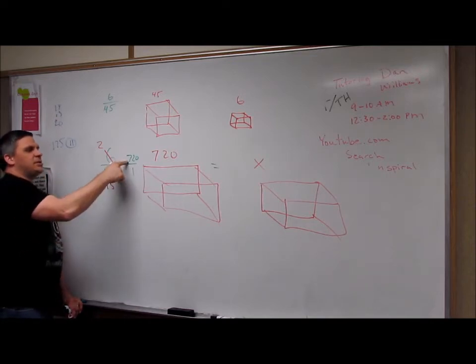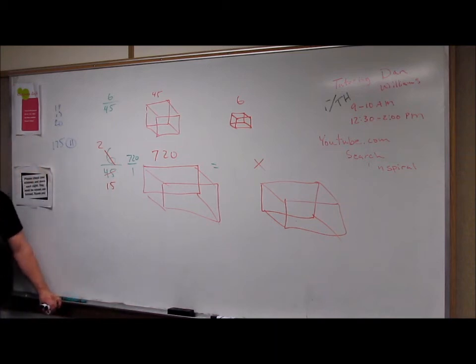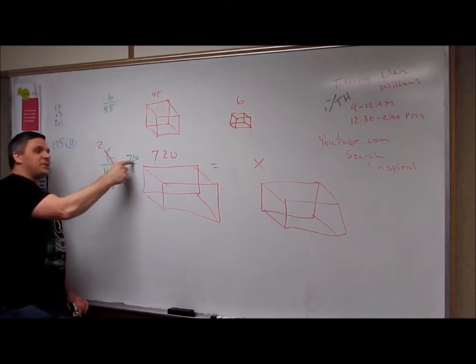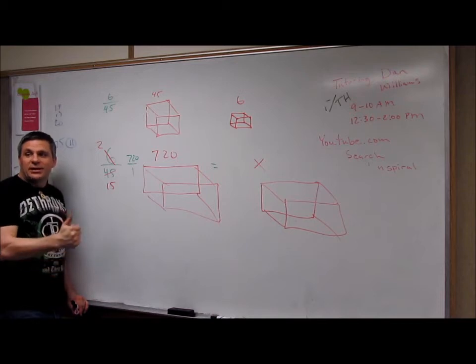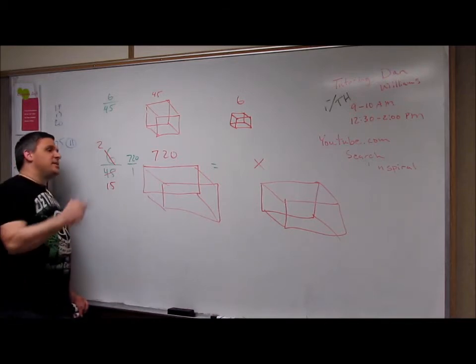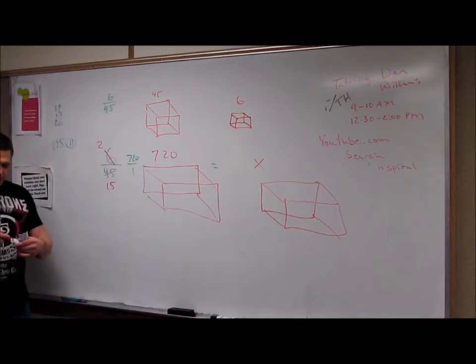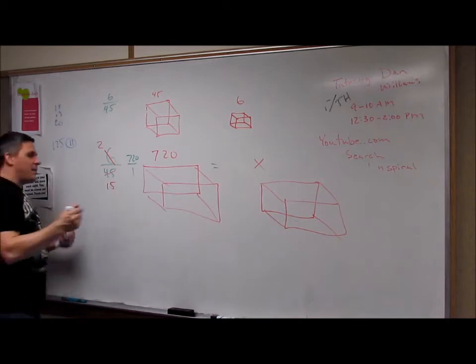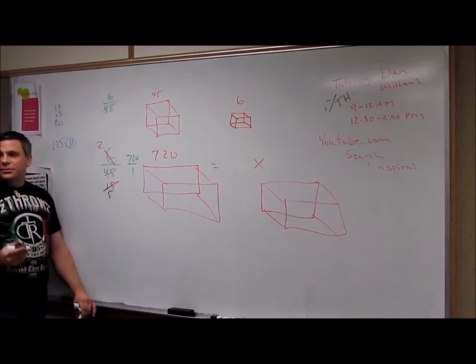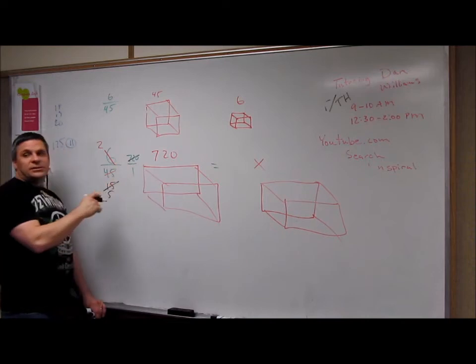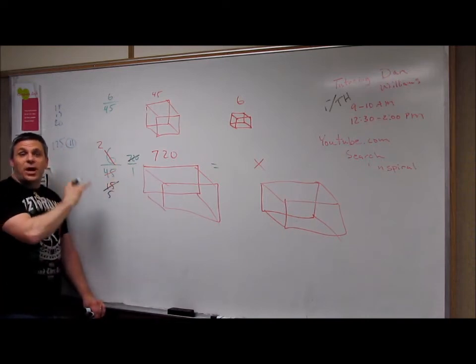Does 3 go into 720? Remember our trick of 3s? Add up the numbers. If it's a number that adds up to a number divisible by 3, that number is divisible by 3. So it's 7 plus 2 plus 0, 9. Is 9 divisible by 3? Yes. Then 720 is divisible by 3. And see, I'm using different colors to tell me what I've been doing.